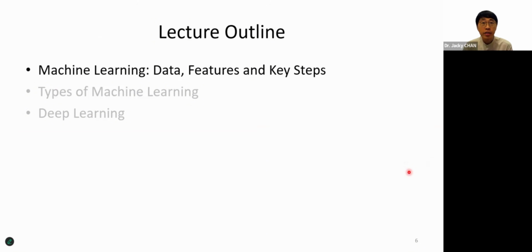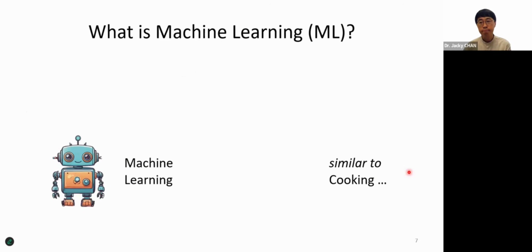This lecture contains three main parts. First, we will cover basic concepts in machine learning, including data, features, and key steps for applying machine learning methods. Then we will talk about different types of machine learning algorithms. And finally, we will touch on deep learning, one of the most popular types of machine learning used in many successful applications. We start with what is machine learning?